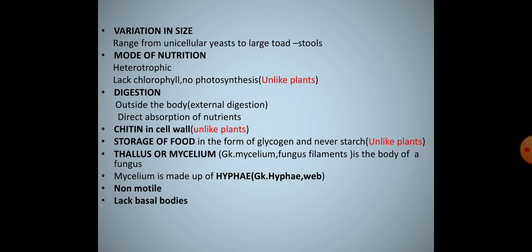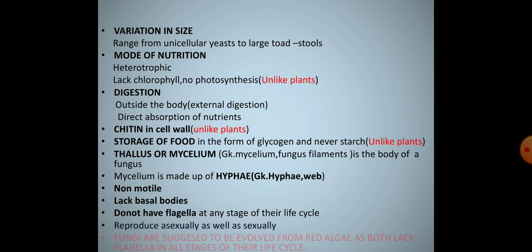Non-motile fungi, all fungi are non-motile at all stages of their life cycle. They lack basal bodies, and you have studied about basal bodies in the chapter on cell structure and function, that basal bodies are found at the base of flagella and cilia, etc. Since they do not have flagella at any stage of their life cycle, so there are no basal bodies. And then they reproduce asexually as well as sexually. A side block information is given in your book that fungi are suggested to be evolved from red algae, and the reason is that both the organisms lack flagella in all stages of their life cycle.